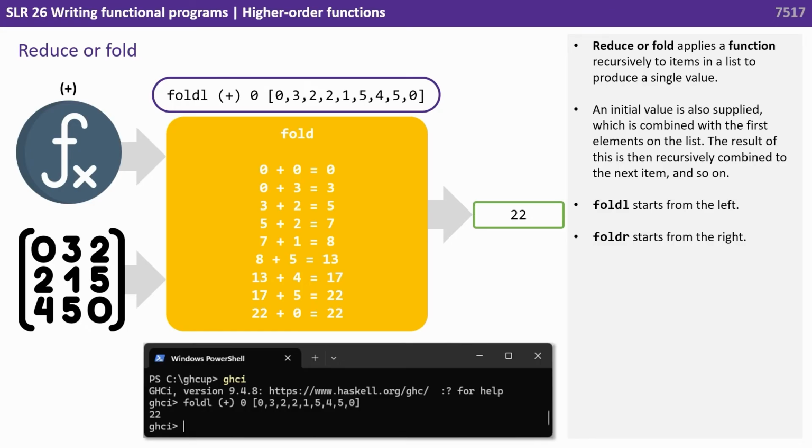So here you can see we've used the command fold L, and then we've used the plus operator, which we're applying to the initial value of 0. We then recursively apply that to each item in the list, and the list again is a comma separated set of values in square brackets. So the first item in the list is 0. We take our initial value of 0, add it to 0, we get 0. We then take that value and add it to the second item. 0 plus 3 is 3. Then 3 plus 2 is 5. 5 plus 2 is 7, recursively going through the list until eventually we output a single return value of 22.